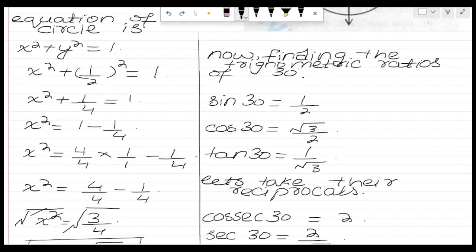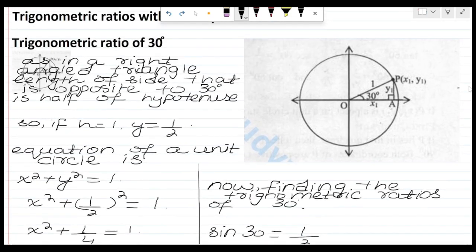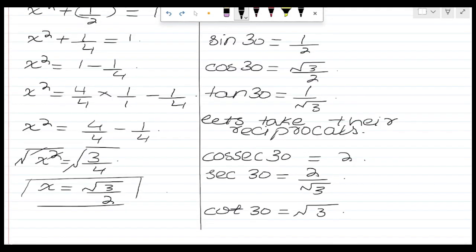And for tan theta or tan 30 degree, because now the value of theta is 30, what will happen is that the perpendicular will be divided by the base, or you can say 1 by 2 divided by under root 3 by 2. So when that occurs, our value of tan theta will be 1 by under root 3. Now these are the main trigonometric ratios or functions, but we need to take their reciprocals.